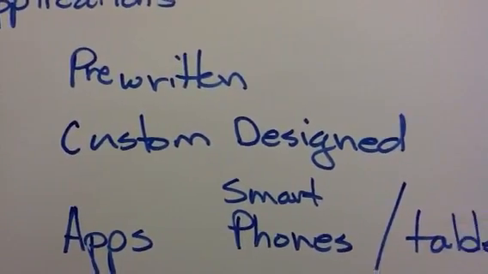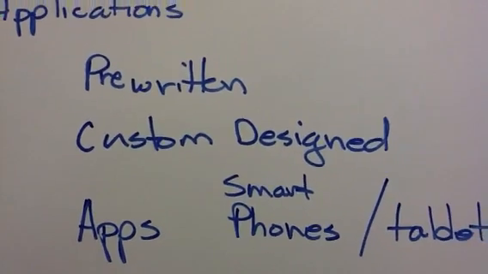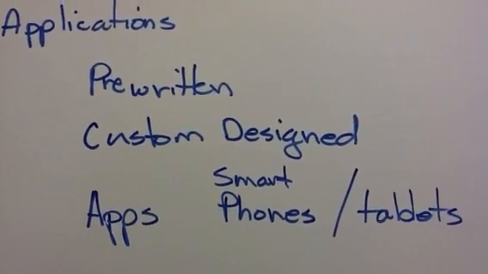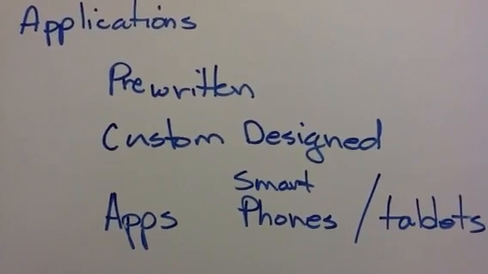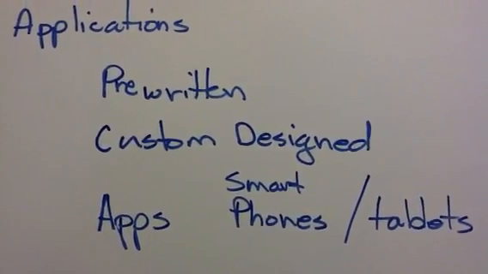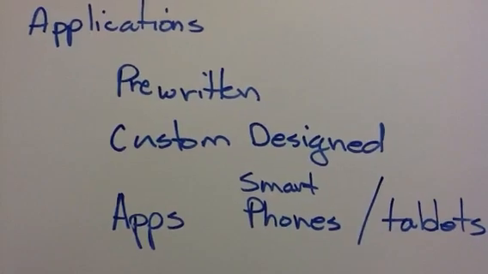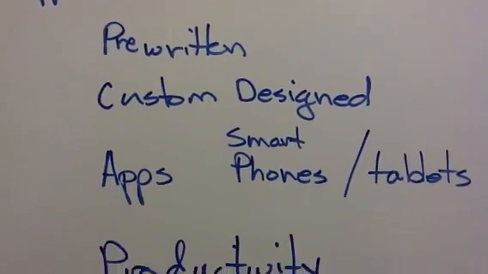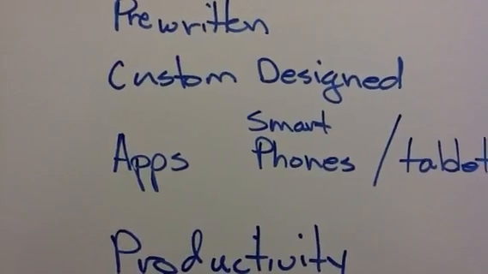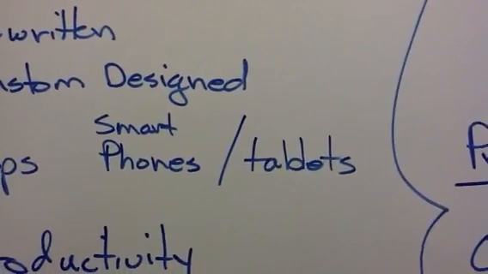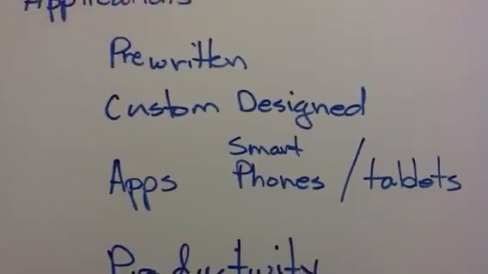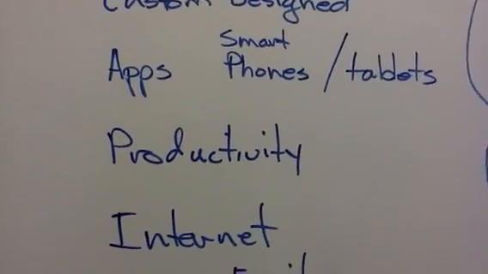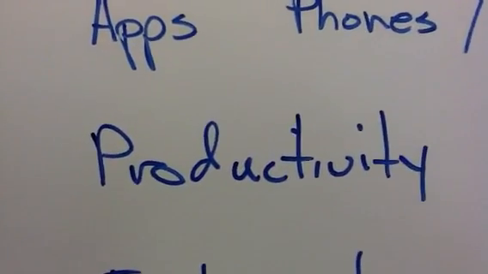Custom designed software, companies have programmers that design how things work within their company, like Walmart, their information system and how it works. Facebook, they have programmers who design how that web interface looks and works and so forth. We have this whole set of what they call apps for smartphones and tablets that do a huge array of things.